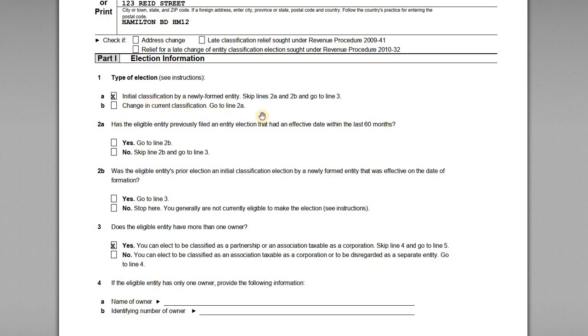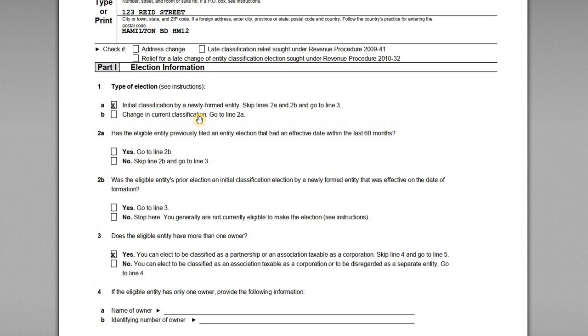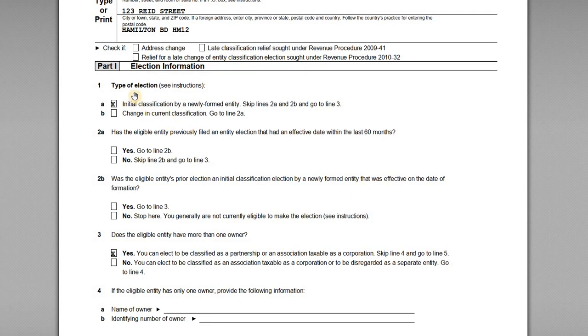All right, so the type of the election. This is an initial classification by a newly formed entity, right? So it's not a change in classification. In other words, 1B would occur if we had already filed this 8832 before. So if we filed it before to make it, let's say, a corporation, and then we want to change it back to a partnership, then we would have a change. But in our case, 1A is the appropriate selection because this is an initial classification, so an initial filing for a newly formed entity.